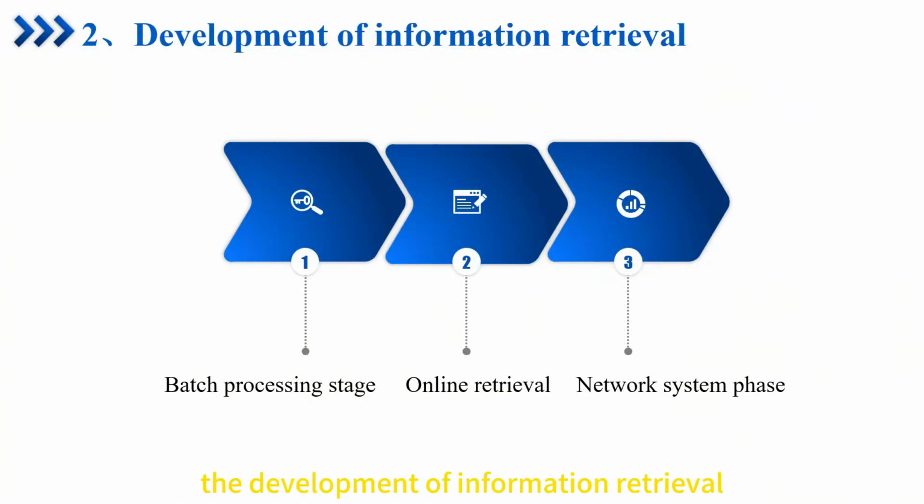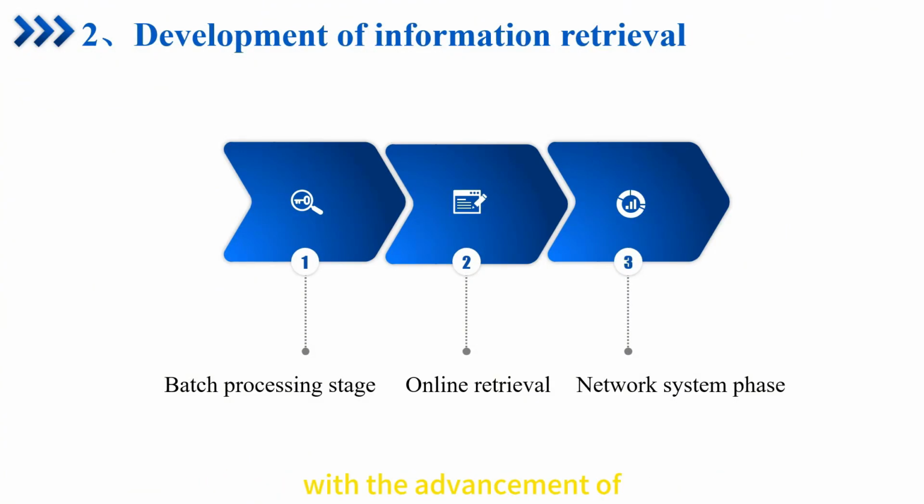The development of information retrieval can be divided into 3 stages: batch processing, online retrieval, and network systems. In the batch processing stage, information retrieval mainly relied on the processing large amounts of text data in batches. The retrieval system processed all text in a batch, calculated the relevance between each document and query, and returned the results to users in some form. This stage was represented by the Cranfield Library in the 1960s. Mainly used for scientific literature retrieval.